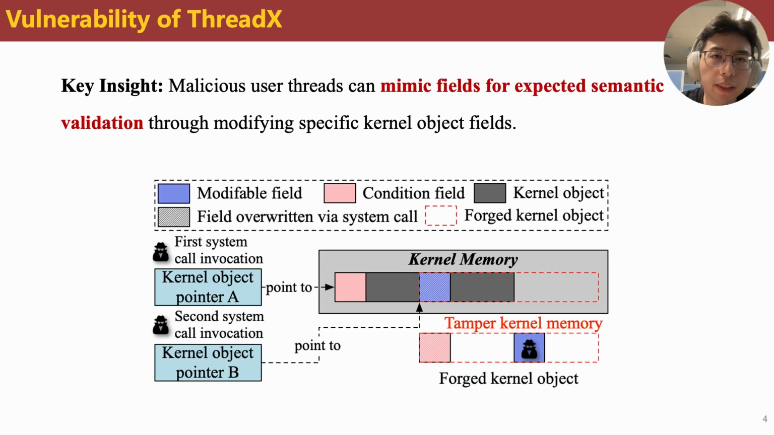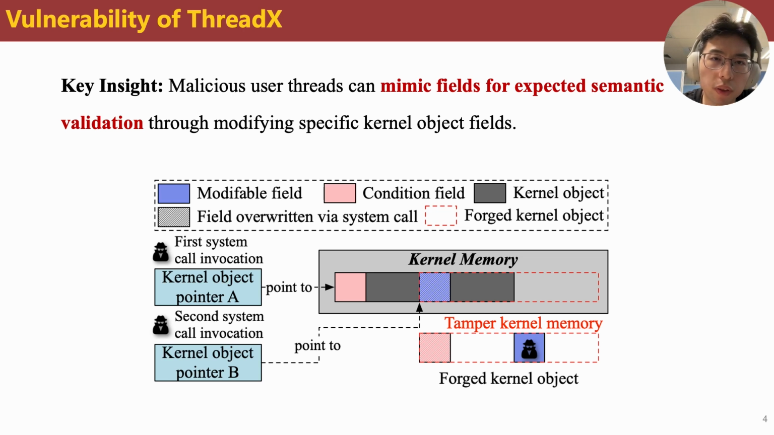Our key insight is that malicious user threads can mimic expected condition fields by modifying specific kernel object fields. This lets an attacker trick ThreadX into believing a forged kernel object is valid. We will show an example of the vulnerability of ThreadX, as shown in the figure below.